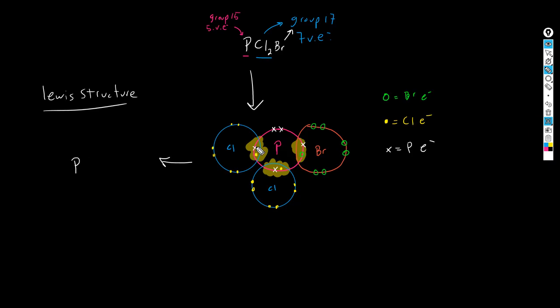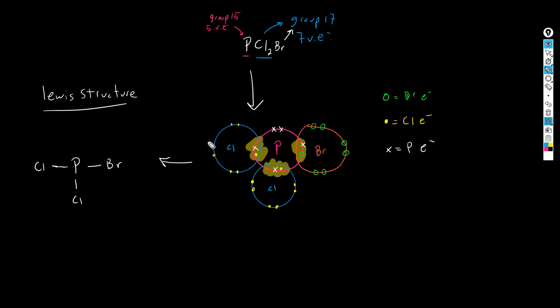Now, instead of drawing this overlap to the chlorine, I'm simply going to draw a single line to the chlorine. If this was a double bond, I would draw 2 lines. If it was a triple bond, I would draw 3 lines. Then I have a line to the bromine and a line to the chlorine in the bottom.